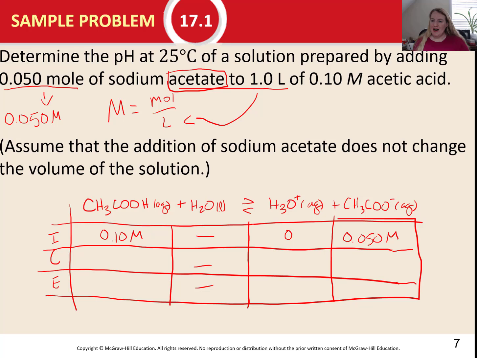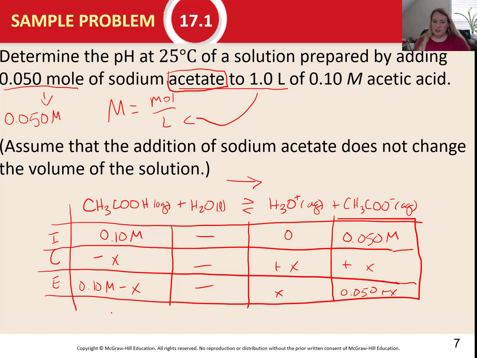And again, because I have no hydronium here, I know the reaction has to run forward because I have 0. I cannot run it backwards, which means this is going to be minus x plus x plus x, just like it was for chapter 16. But now 0.050 plus x. And then 0.10 molar minus x.